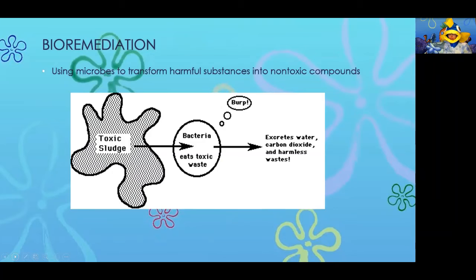Bioremediation is using microbes to transform harmful substances into non-toxic compounds. This can be bacteria that eat oil, or any toxic sludge. There are actually a number of very cool microbes that are being used right now in bioremediation. I would like you to learn these by name. You need to know the scientific names of the next 3 bacteria.